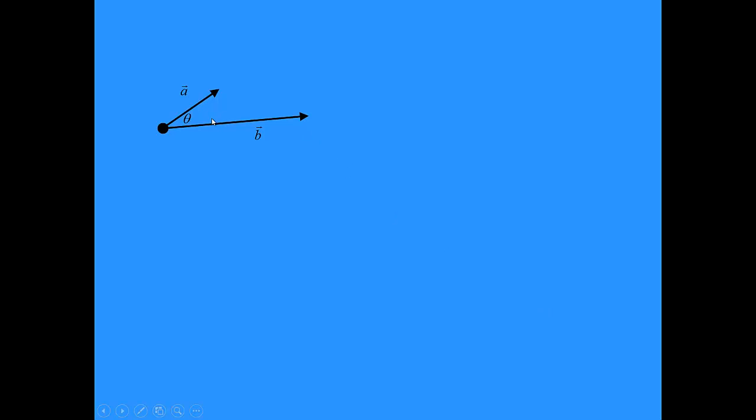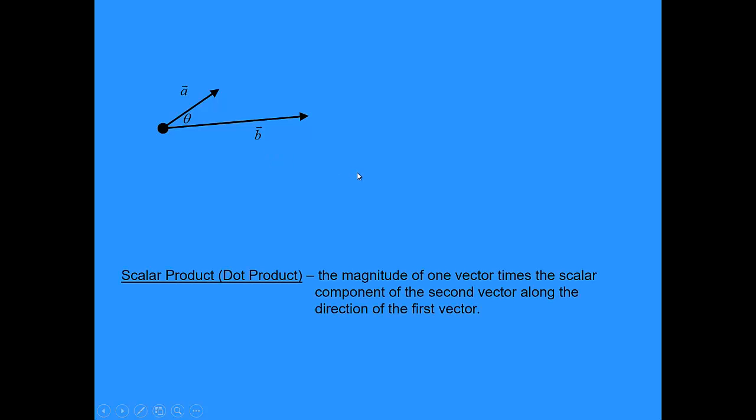Okay. So, using that definition, what does that really mean? Well, let's say we have these two vectors A and B, and I'm drawing them tail to tail so that we can see the angle in between, theta. According to our definition, the scalar product is the magnitude of one vector. So if we're going to do A dotted with B, I'm going to just go in order here. So that's the magnitude of A, notice, which is just A with no arrow. The second part is the weird part. The scalar component of the second vector along the direction of the first.